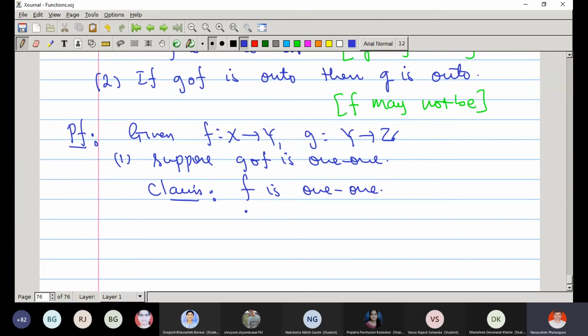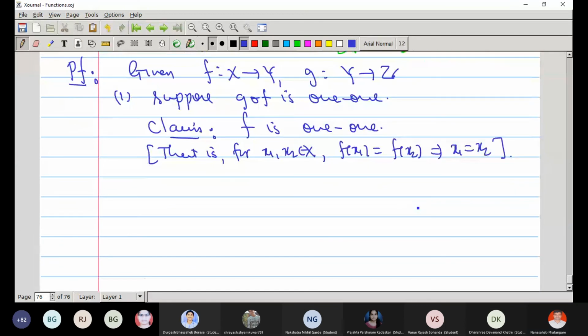What do you want to prove? f is 1-1 means what? That is, for x1 and x2 in domain of f, f(x1) is equal to f(x2) implies x1 is equal to x2. This is what we want actually. Correct? Is it clear? What is our claim?